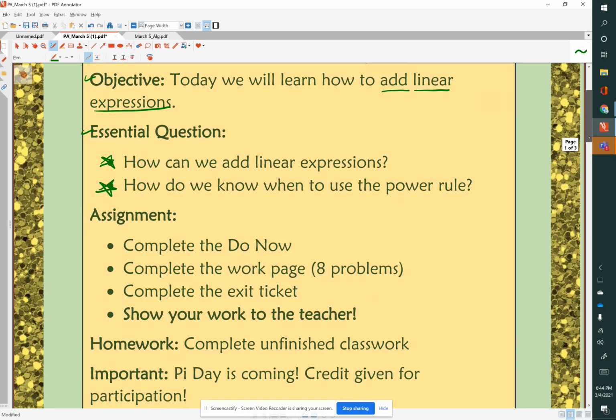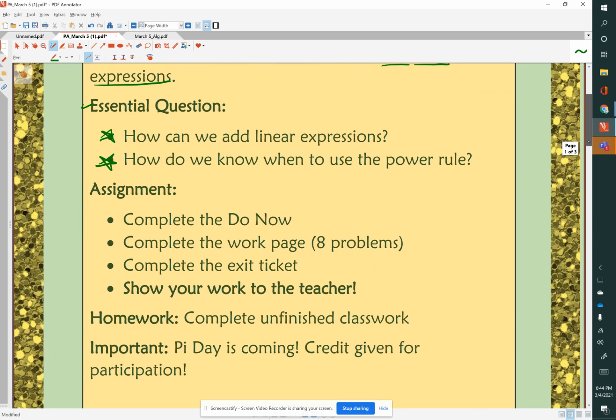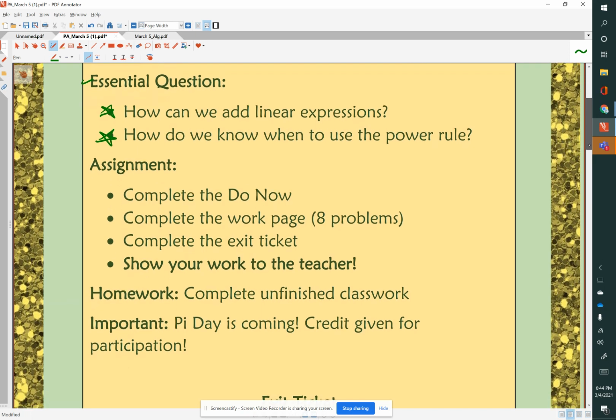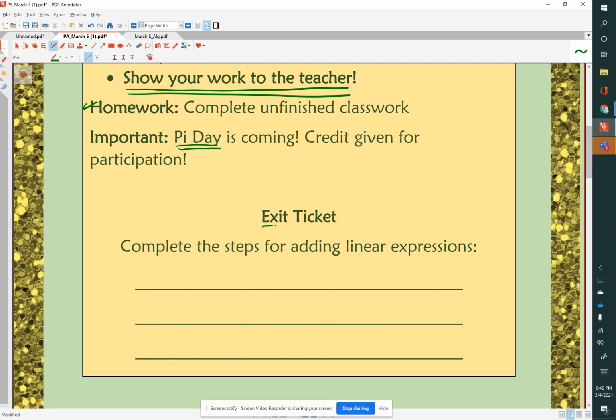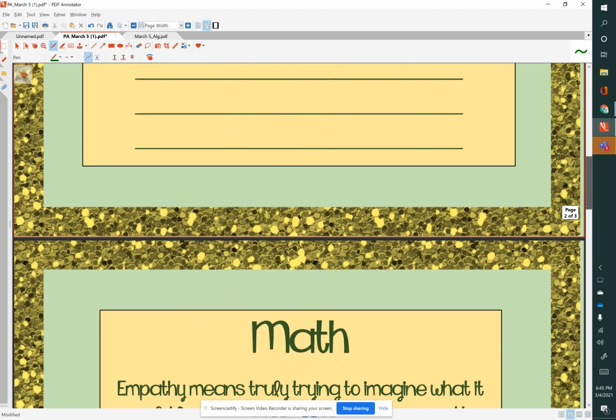We're going to complete our do now. We're going to complete the work page, which is 8 problems, complete our exit ticket, and you know the most important thing, show your work to the teacher. If you haven't finished everything in class, you can finish it for homework. And let's remember that Pi Day is coming and big math credit is being offered for participation, a minimum of 40 digits. So we will come back to our exit ticket in a bit when we're done with our lesson, but let's start with our do now.